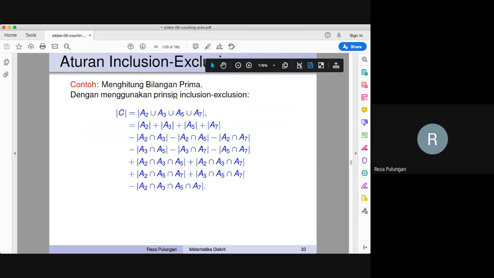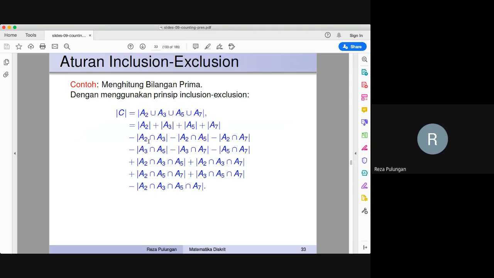So according to the inclusion exclusion principle, the cardinality of C is equal to the cardinality of A2 union A3 union A5 union A7, and this is equal to the cardinality of A2 plus the cardinality of A3 plus the cardinality of A5 plus the cardinality of A7, minus the cardinality of the intersection of any two of them, plus the cardinality of the intersection of any three of them, minus the cardinality of the intersection of all four of them. Now, you know these. What about this one here?